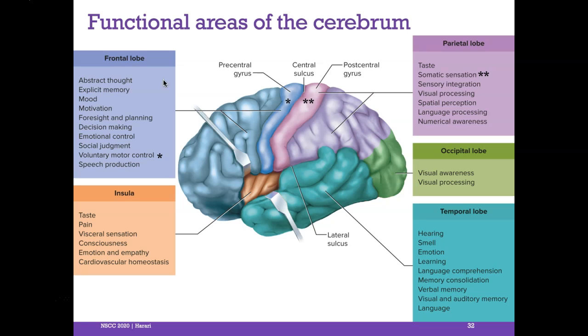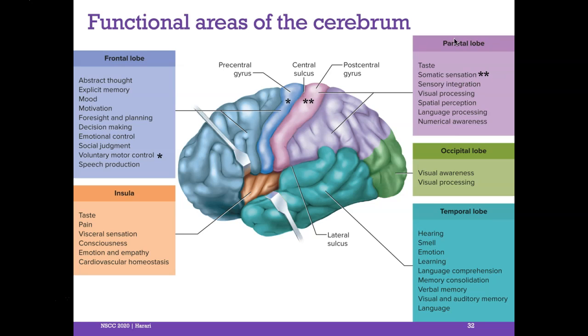So we'll talk about the parietal lobe next. The most rostral part of the parietal lobe, the part closest to the central sulcus, is called the postcentral gyrus. And this is responsible for perceiving sensations. So this is how we perceive sensations. And again, I'll talk about that in a few slides.